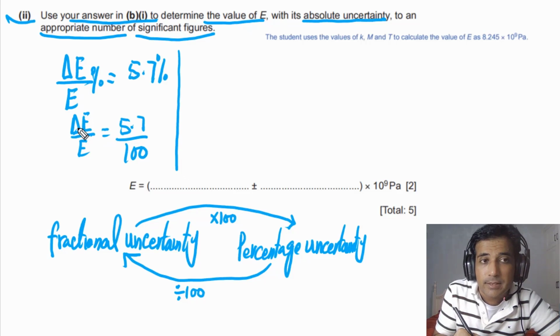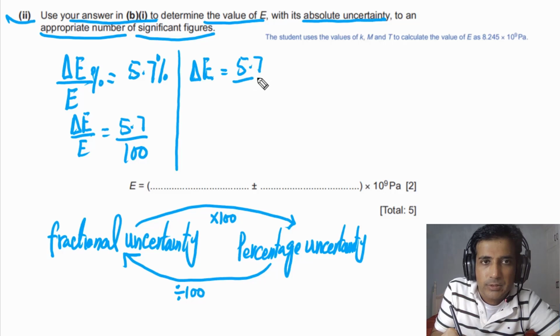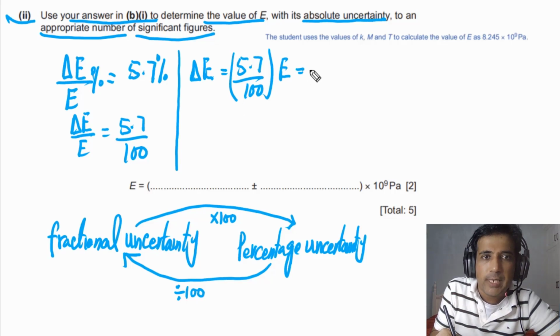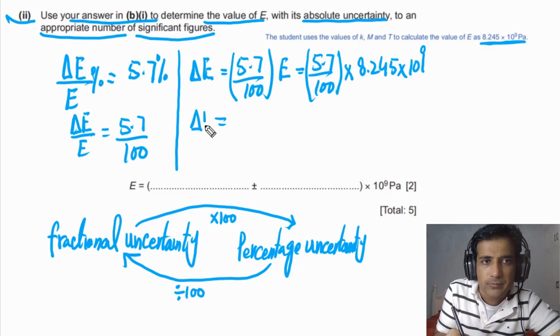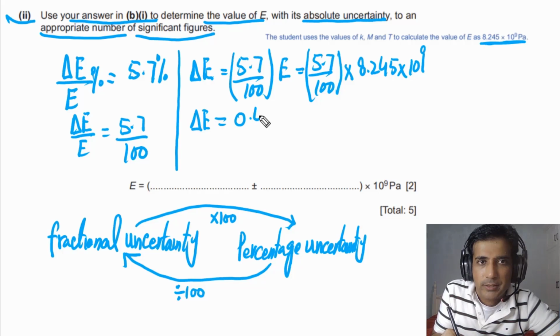We need to calculate delta E. Delta E is the absolute uncertainty. In order to calculate delta E, we write 5.7 divided by 100 multiplied by the value of E. The value of E is given in the question, 8.245 times 10 to 9. If we solve this for delta E, the absolute uncertainty of E, you will get 0.47 times 10 to 9.